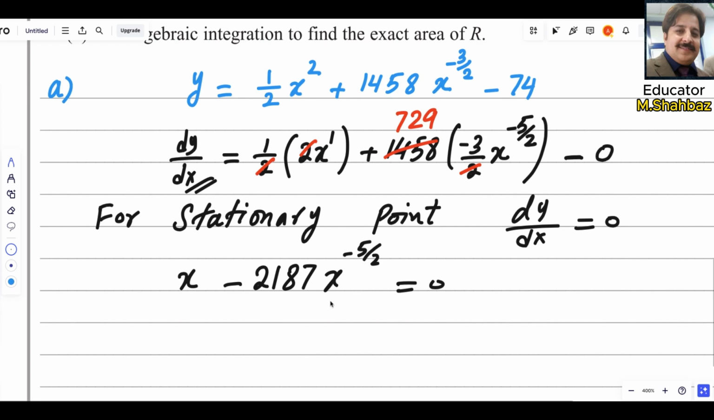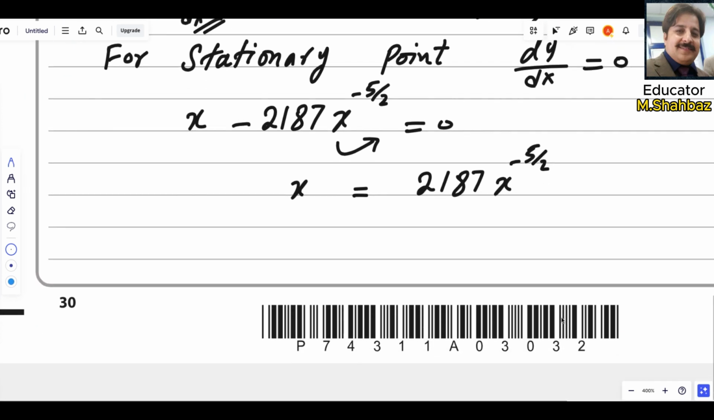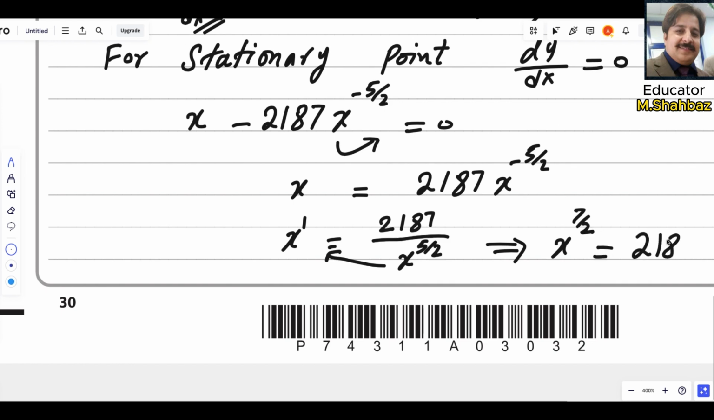Now you bring this value to the other side, and it becomes positive. It will be 2187 x to the power minus 5 over 2. Now how to solve this? You have to bring this one down to make the power positive. x equals 2187 divided by x to the power 5 by 2. Now you multiply this by this, and we know that when bases are equal, powers are added. So x to the power 1 plus 5 by 2 is 7 by 2. x to the power 7 by 2 equals 2187.